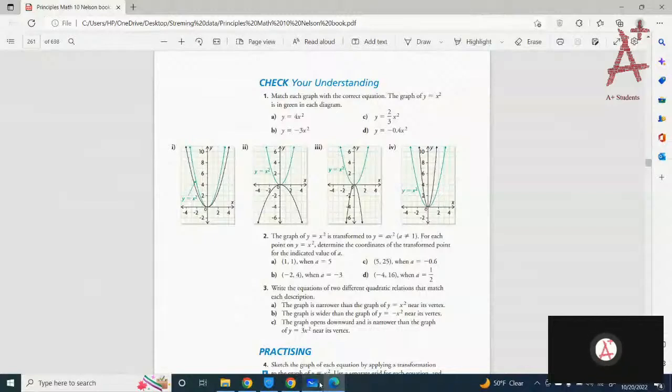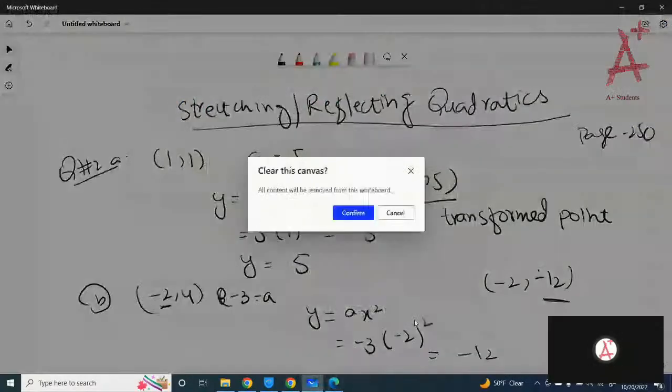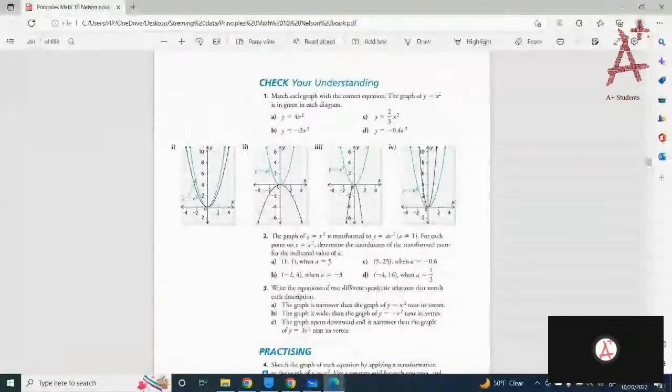You can say y equals 4x squared. You write two equations for it, either y equals 4x squared or y equals 2.1x squared. Got it? So they are narrower near the x-axis. Okay, then the b is the graph is wider than the graph of y equals -x squared.